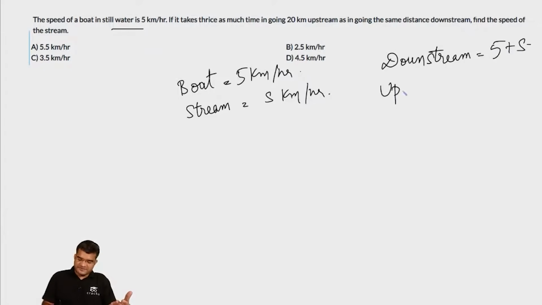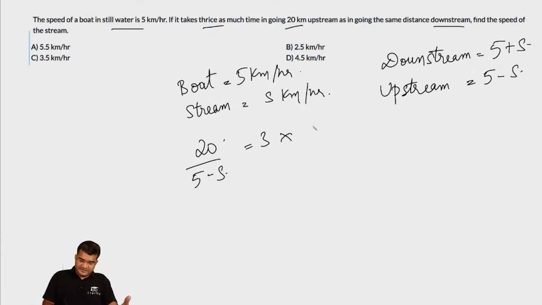And when it is going upstream, that is when it is going against the water, the speed of the boat will be 5 minus s. We are told that to cover 20 kilometers upstream, it takes thrice as much time as it takes to cover the same distance downstream. What is the time it is going to take to cover 20 kilometers upstream? That will be 20 divided by 5 minus s. This we are told is equal to 3 times 20 divided by 5 plus s, which is the time it would take to cover 20 kilometers downstream.